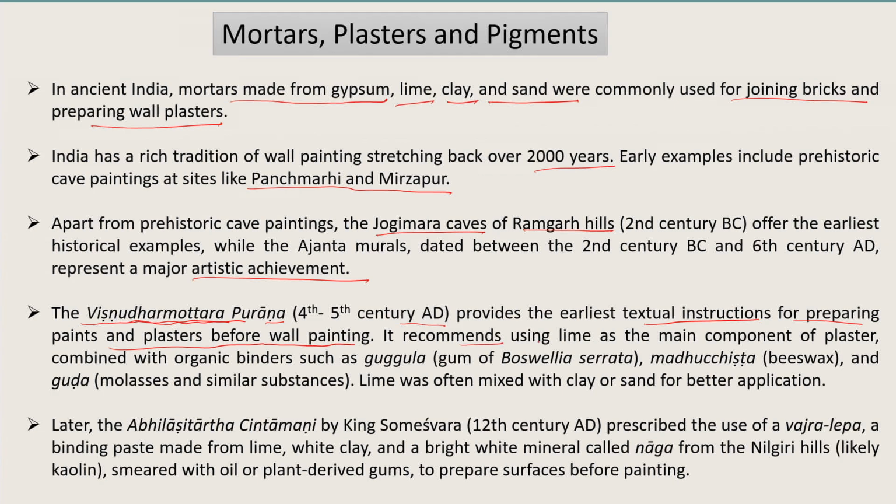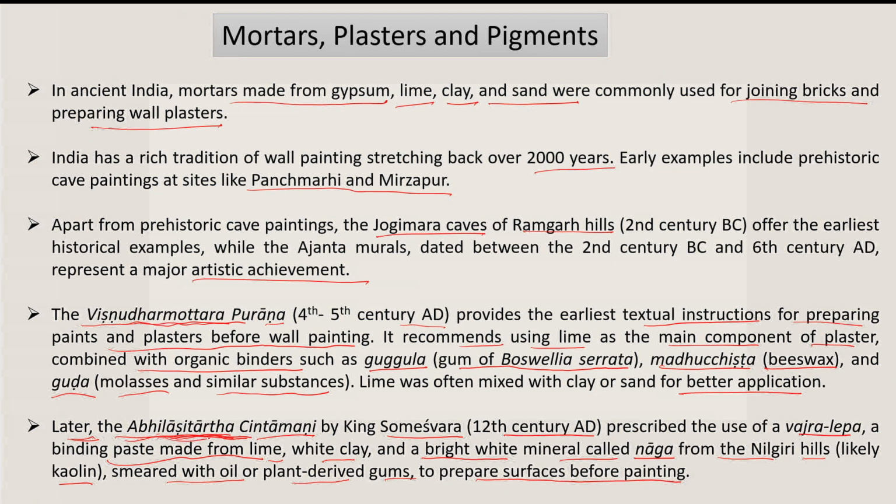It recommends using lime as the main component of plaster combined with organic binders such as guggulu, gum of Boswellia serrata, madhuchista, beeswax, and gud, molasses and similar substances. Lime was often mixed with clay or sand for better application.